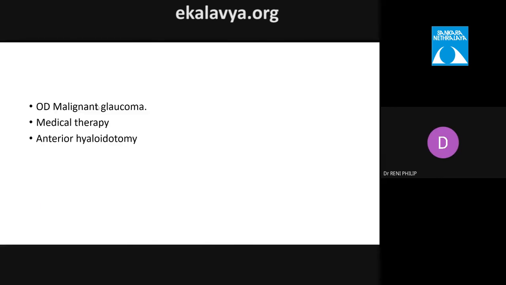So in such a patient, you have to give medical therapy. You can give atropine, and additionally, since it's a pseudophakic patient, you do a YAG hyaloidotomy. What site would you prefer to do a YAG hyaloidotomy?